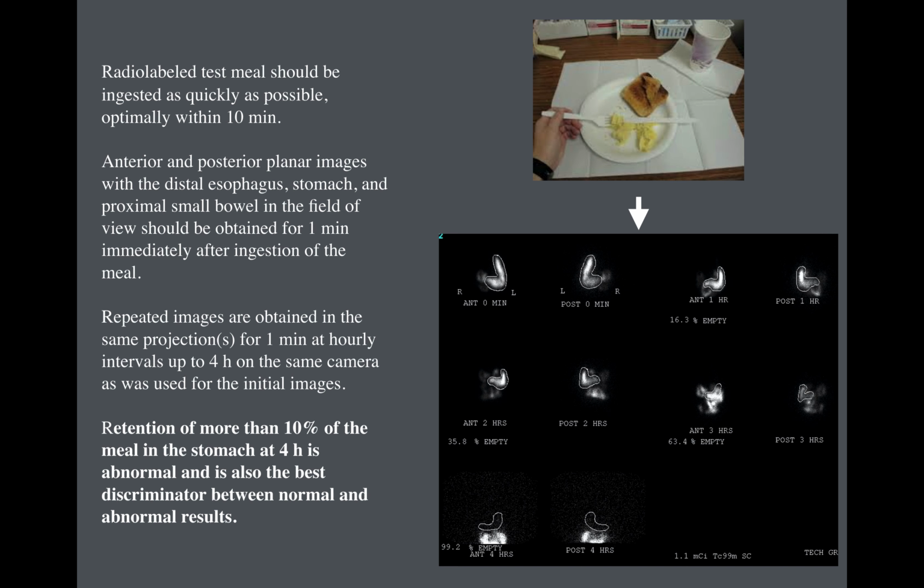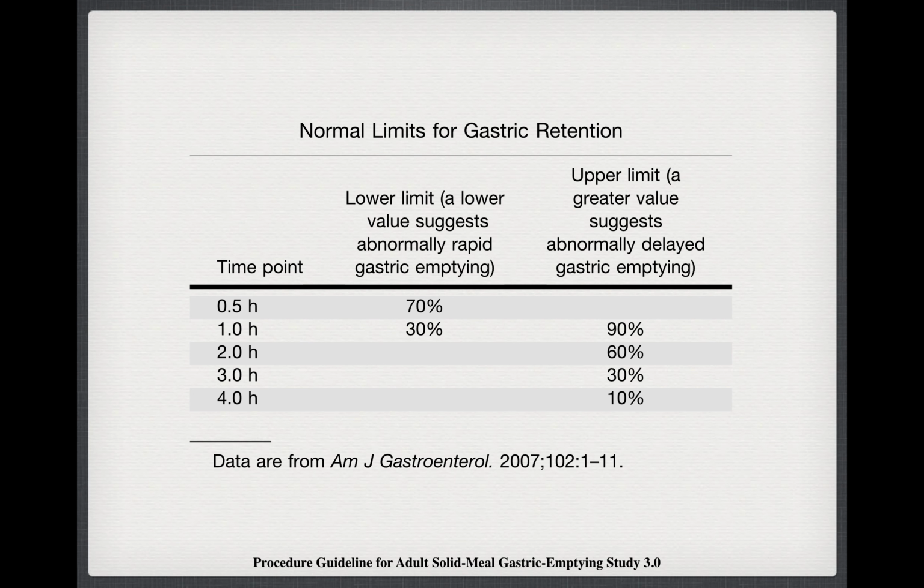The reason we do images early is that frequently the patients will achieve 90% emptying at 2 hours or 3 hours, so we don't need to keep them for the entirety of 4 hours, although in a busy department it would be reasonable to just image them at 4 hours. These are the normal values for gastric emptying. Again, the only thing that truly matters is 10% at 4 hours.